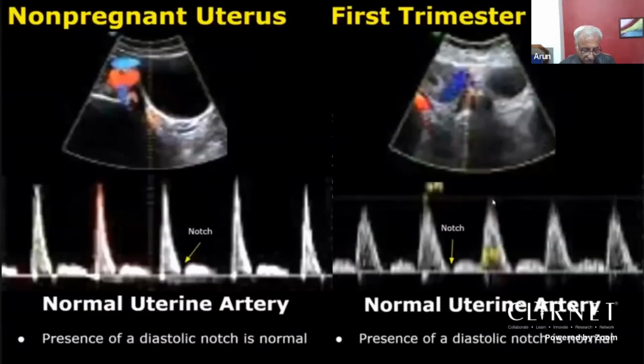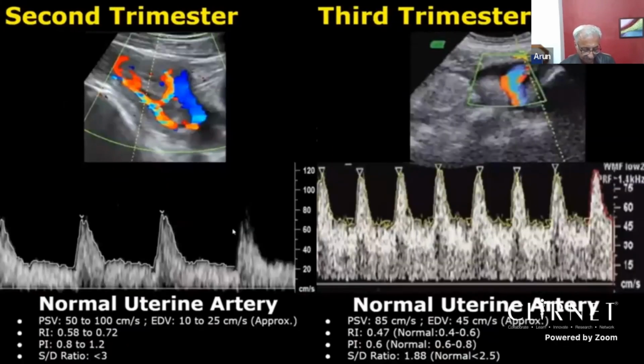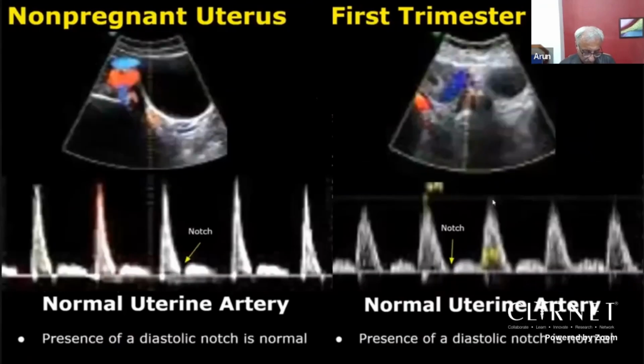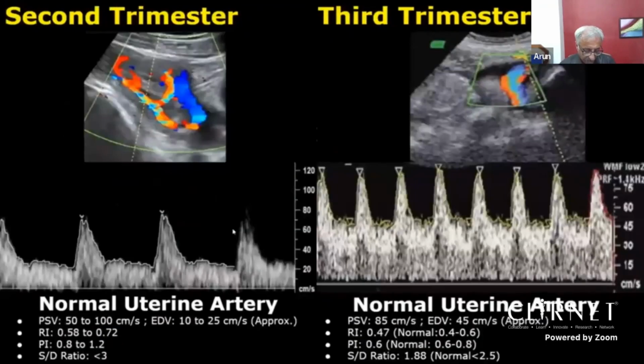In non-pregnant uterus, this notch is present. In normal uterine, this is normal. In first trimester also, this is normal. We call this a diastolic notch. In second trimester, that notch goes away. So this notch, which was present here, is not present here in second trimester. And even third trimester, it is not there. If it exists during second and third trimester, this patient is a high risk, you can say that this patient is going to have a PIH tomorrow. All right.